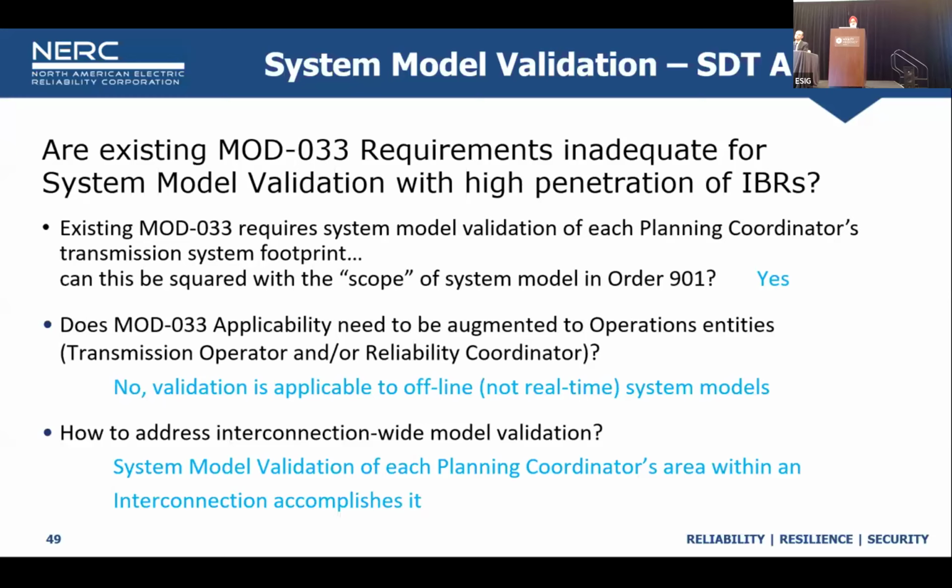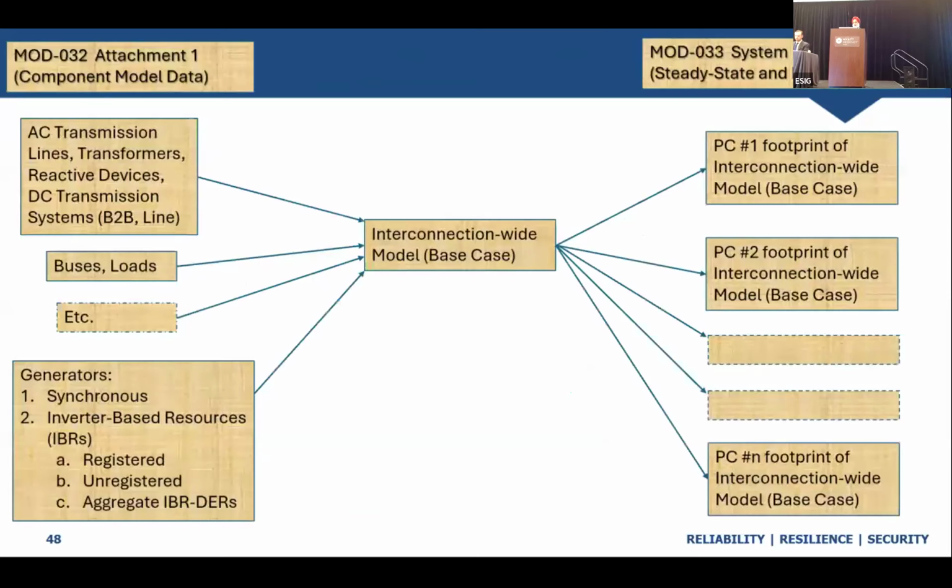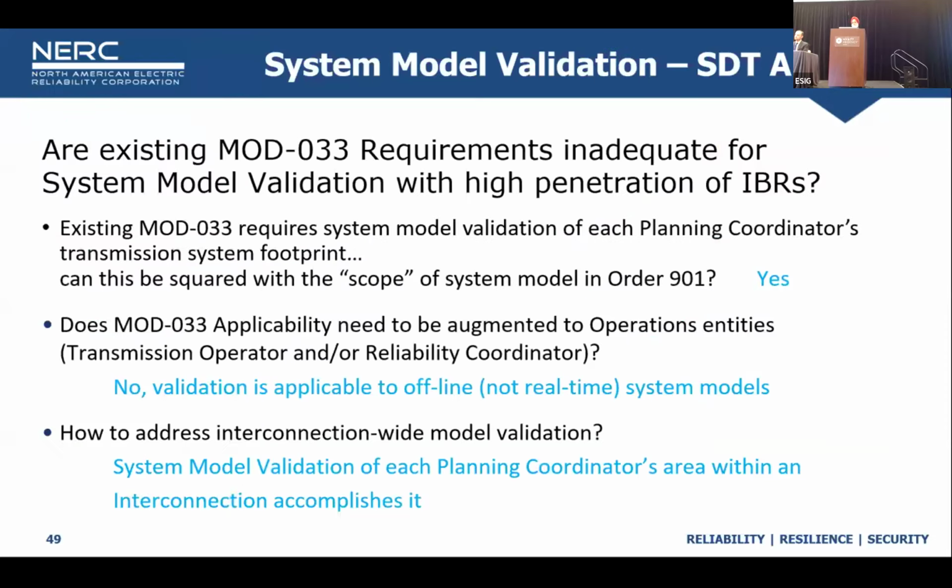So the intent there is offline system models, like a base case. You can have a 5-year out base case, which is a planning case. You can have an as-built system base case, which is the operations base case. So you're still talking about offline models. So that part gets addressed. Interconnection-wide model validation is explained by the previous slide: if each PC does what they're required to do per MOD-033, then effectively you have validated the interconnection-wide model.